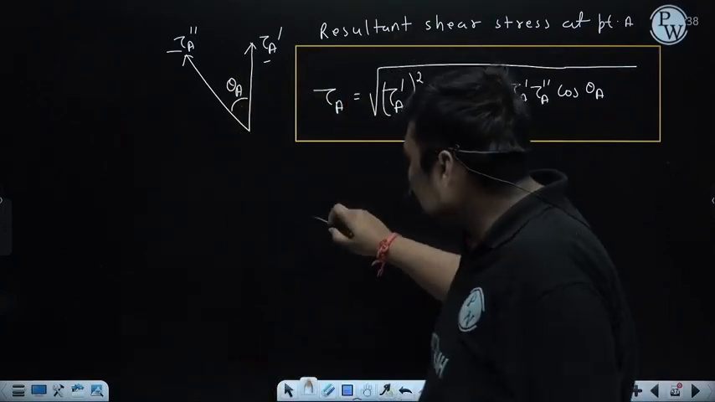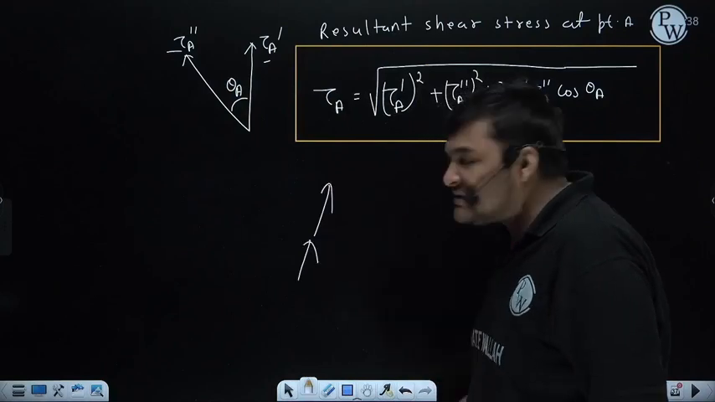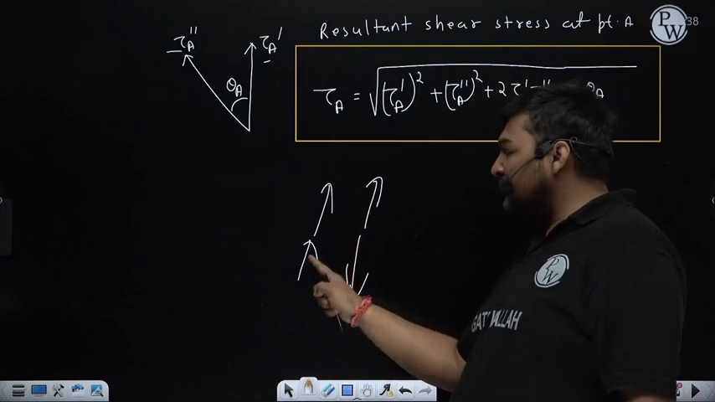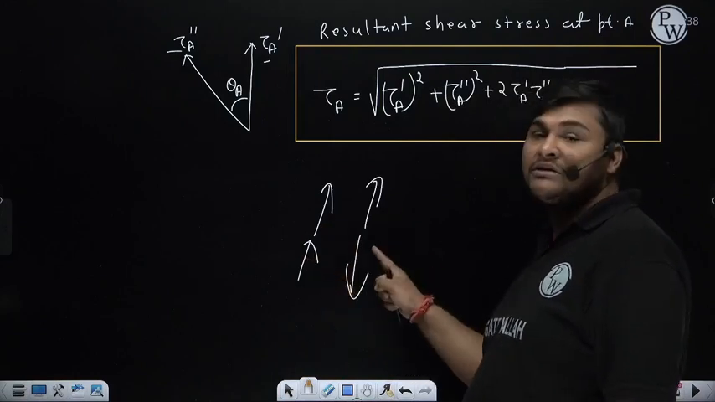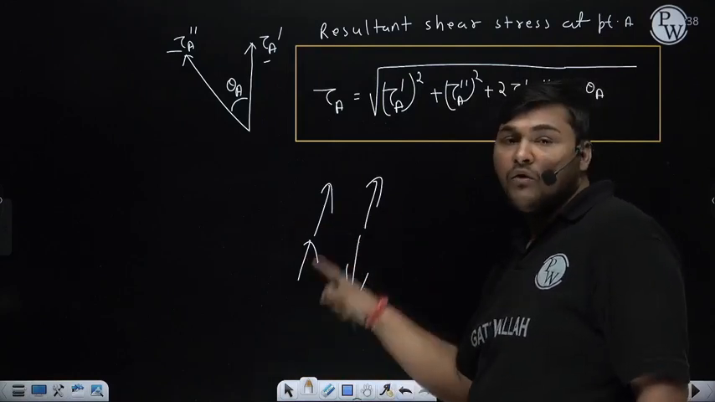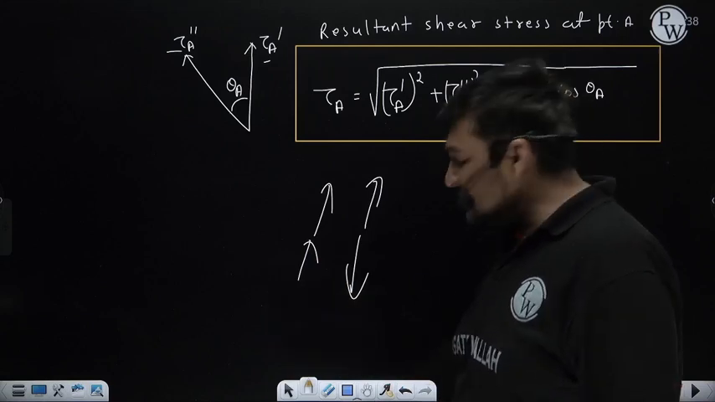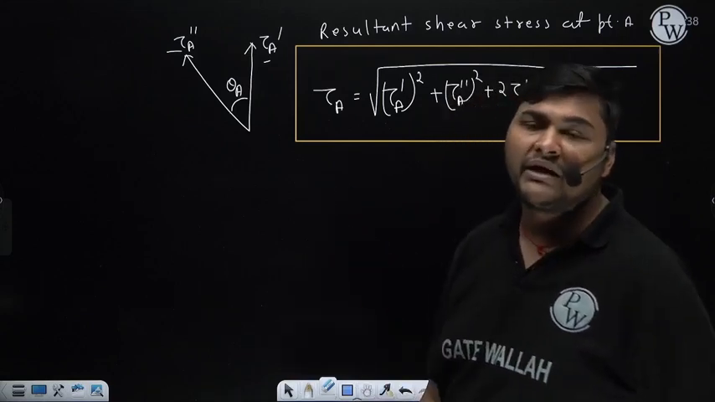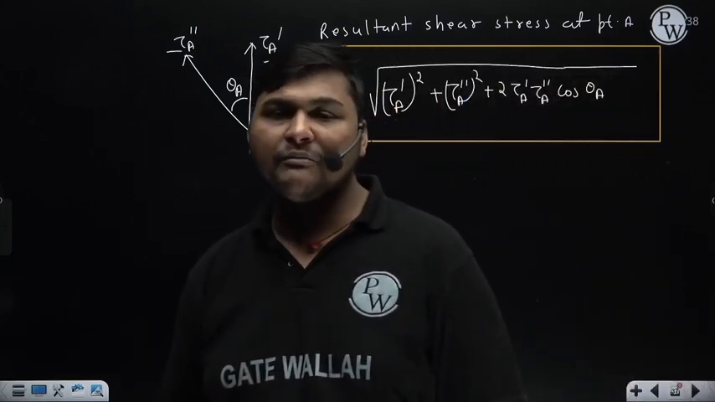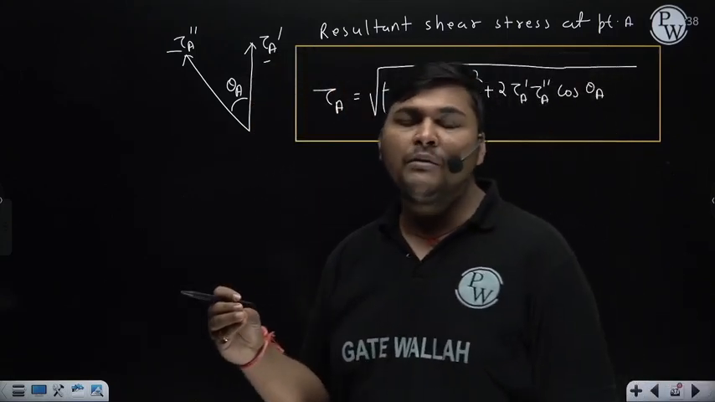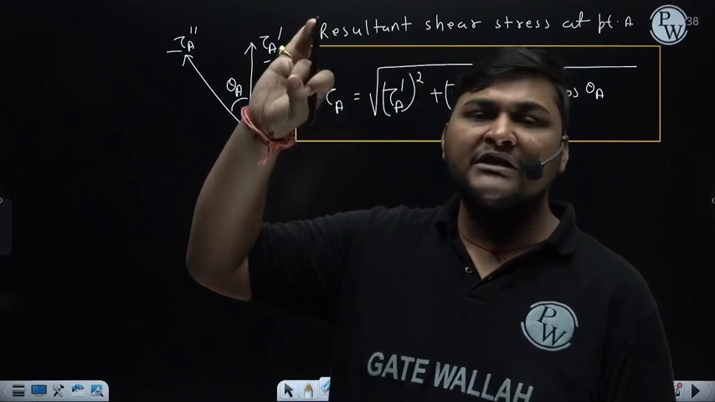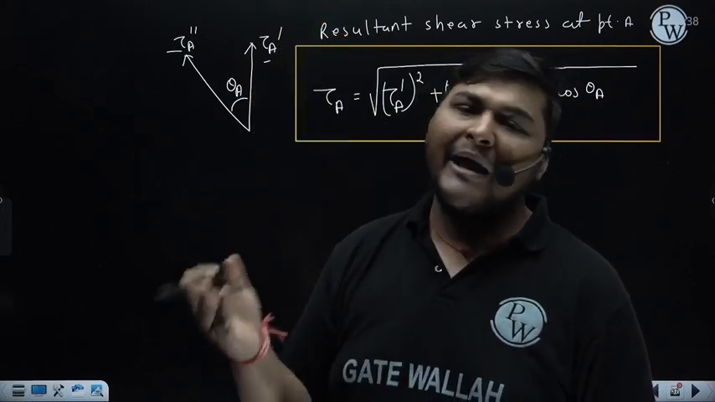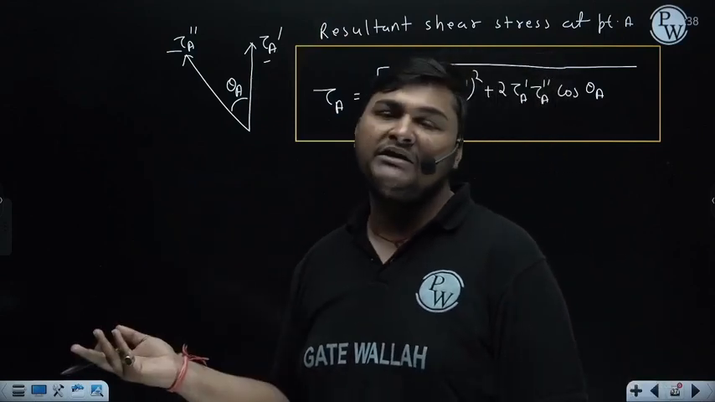You can easily imagine, if in this diagram the vector angle is 0, and in this diagram the vector angle is 180, here both vectors will add, here both vectors will subtract, meaning here the value will come more for the same value of primary and secondary. So if the vector angle is less for the same value of primary and secondary, then the resultant will be maximum. So the resultant will be maximum where primary is maximum, secondary is maximum, and vector angle is minimum. Now primary shear stress at each point is the same.